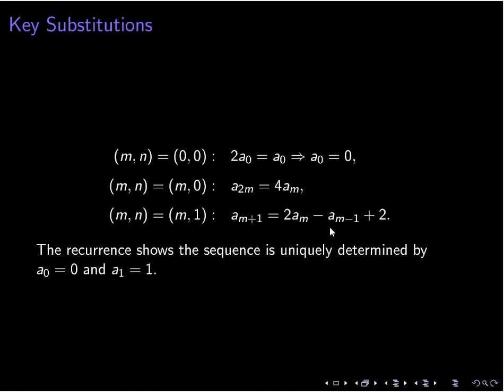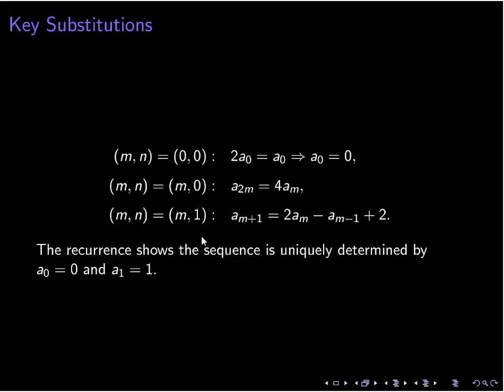This recurrence can give us all the values of the sequence, all the terms. So if we want a_2, we just take m equals 1. So a_2 equals 2a_1, which is 1, minus a_0, which is 0, plus 2. So we can conclude that a_2 equals 4, and so on and so forth.